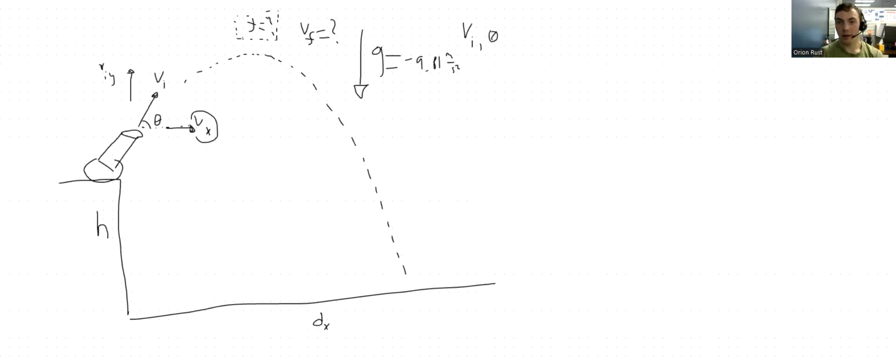If we draw a graph for it, we start off pretty strong, but over time the velocity decreases until a point where it's at zero. At the very top, our velocity in the y direction is going to be zero. But our velocity in the x direction is going to be the same as how it started. And as we descend, our velocity is going to be negative and increasingly negative because our acceleration due to gravity is negative 9.81, and it's a negative value.